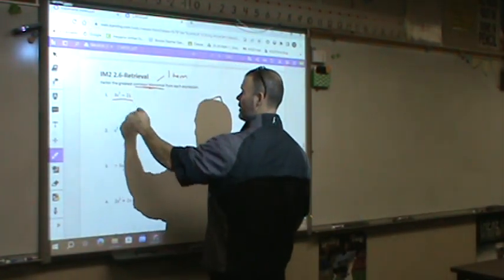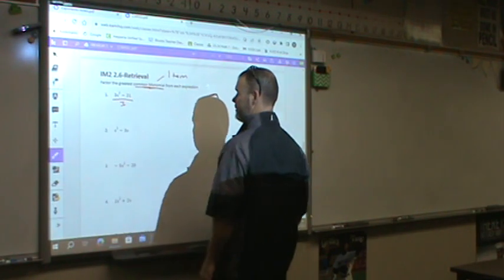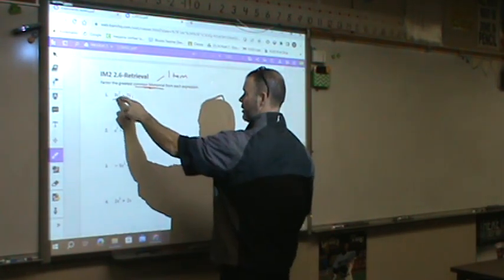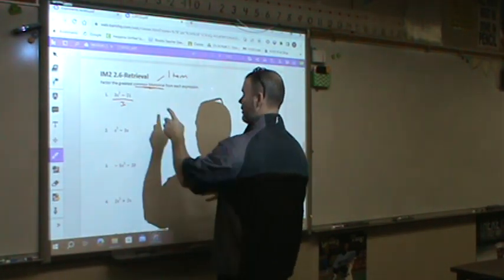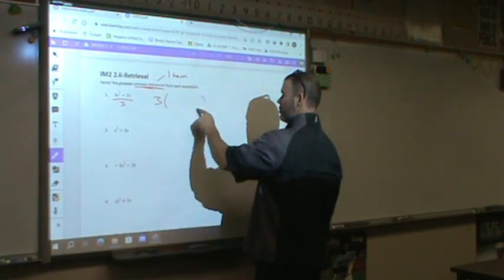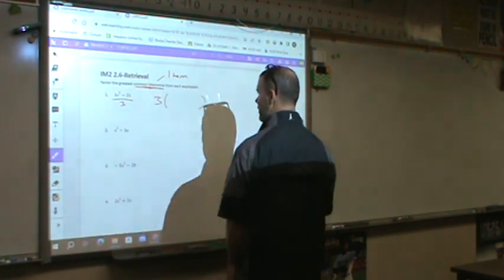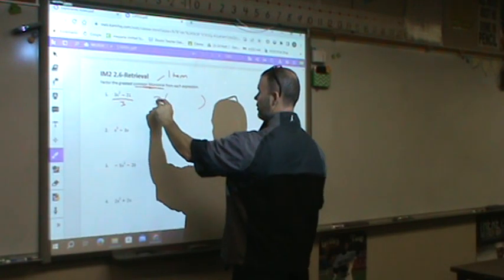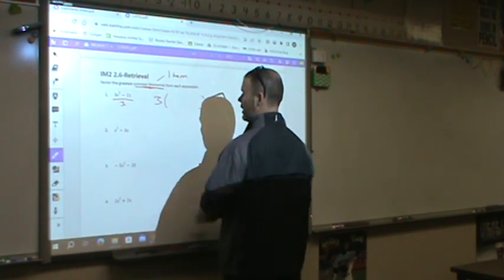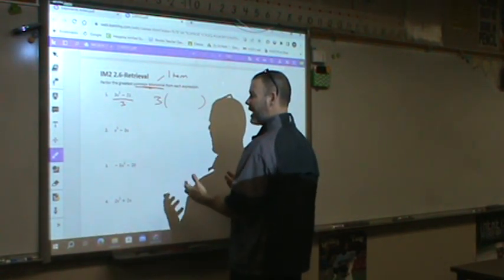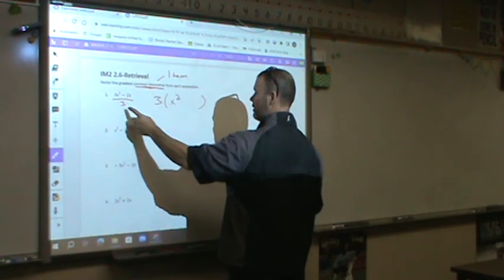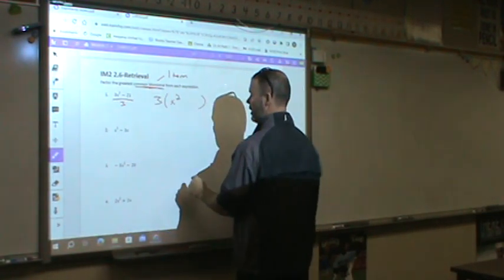What is the greatest common factor numerically between 3 and 21? It's 3. And there is no variable with both terms, so I can't factor out a variable. So if you get stuck when you do this, you know you need to factor out a 3. Think about what 3 times what is going to give me 3x squared, because you're kind of working backwards when you divide. That's going to be x squared. 3 times x squared is 3x squared.